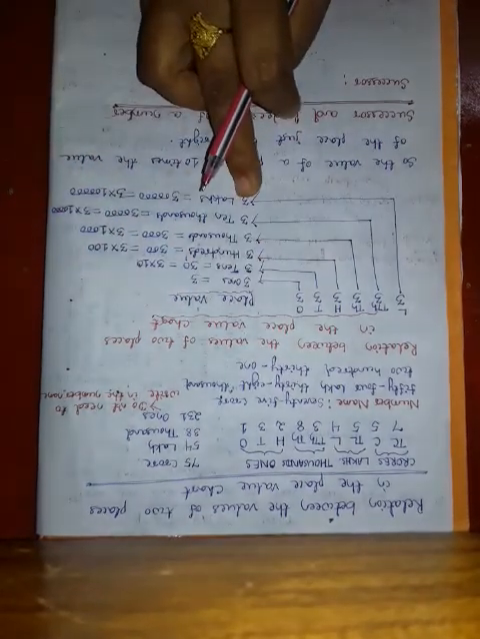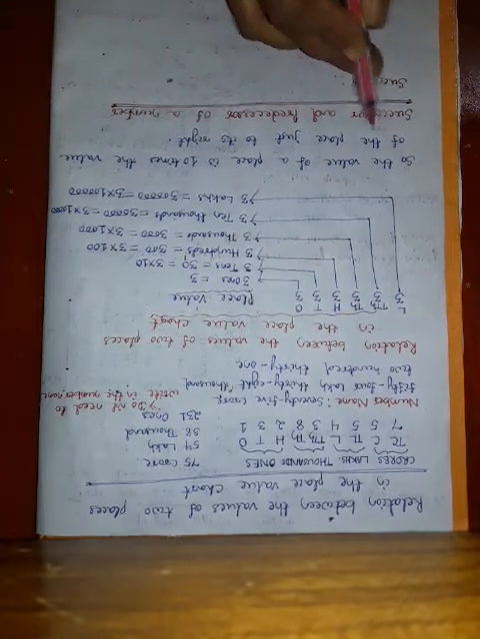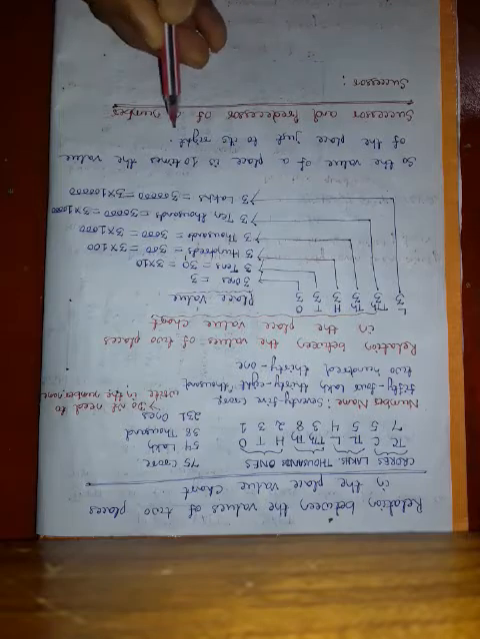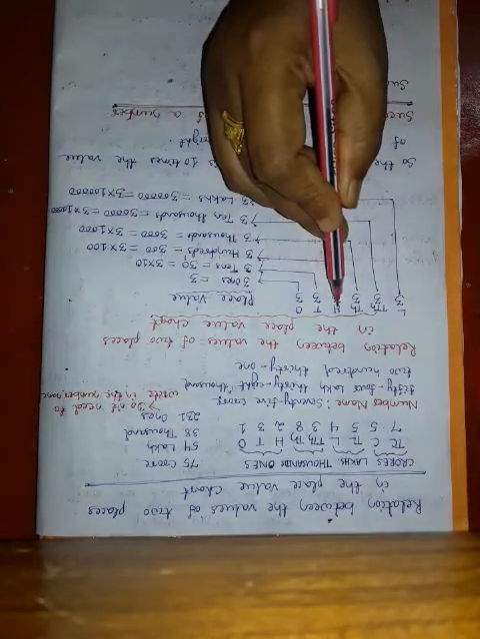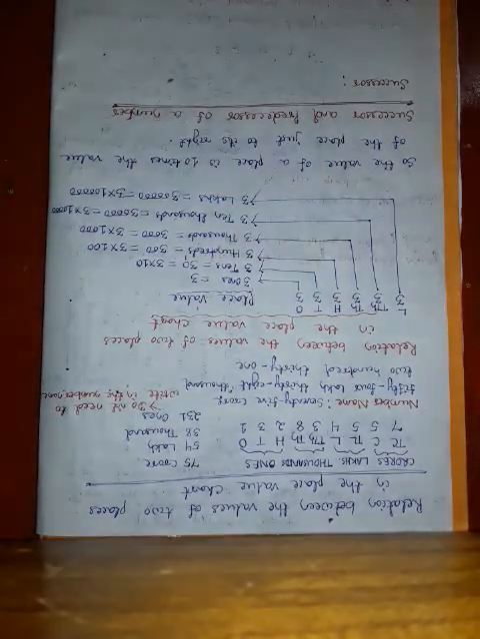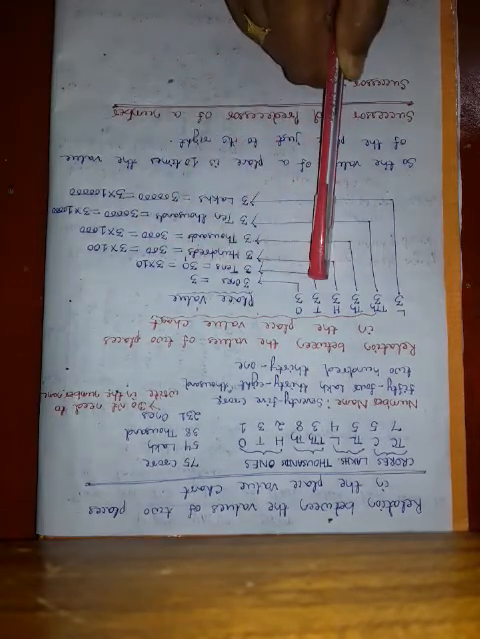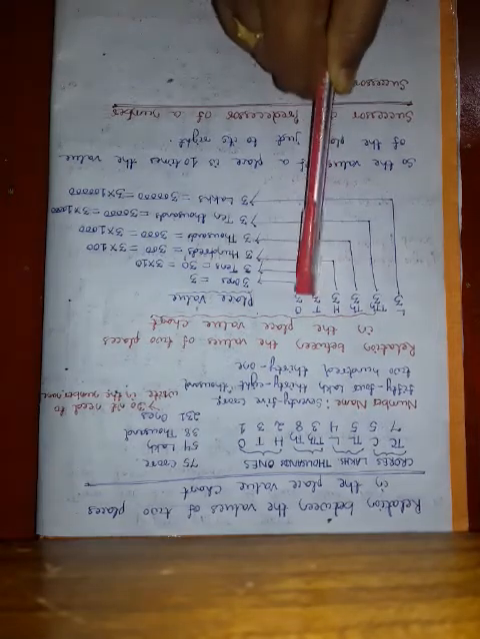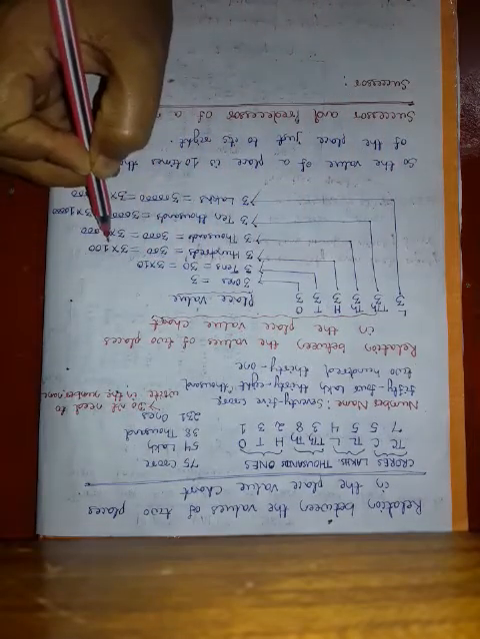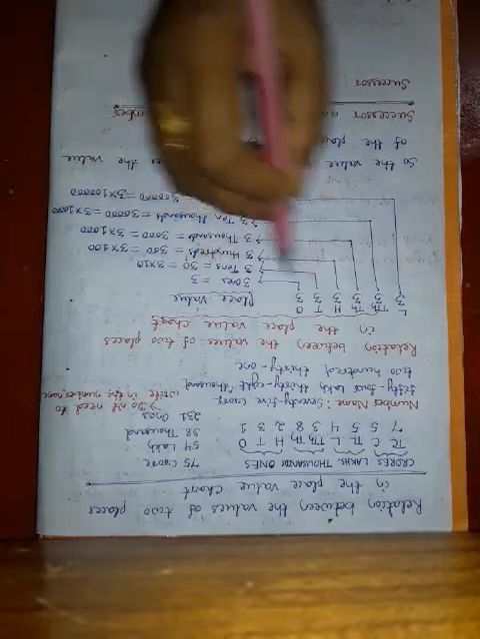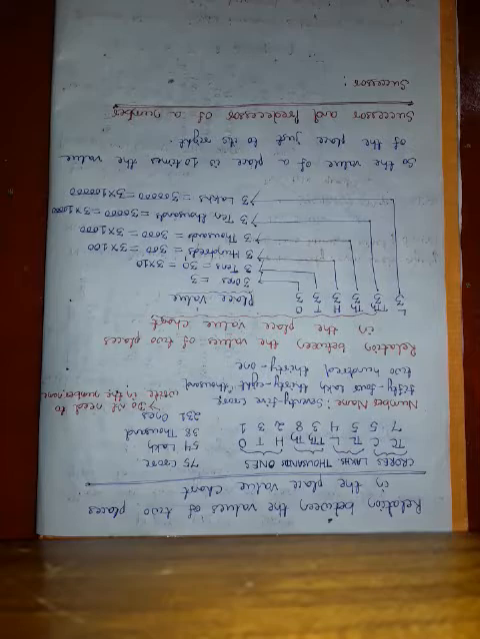From these we find that the value of a place is 10 times the value of the place just to its right. This is the place 100 and this is the place 10. Let us see, the place value of this 3 is 300 and the value of this 3 is 30. This is 10 times these 3, because this is 30 and this is 300.